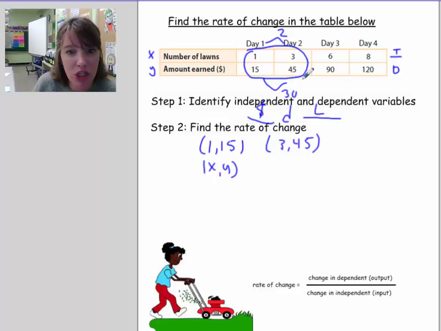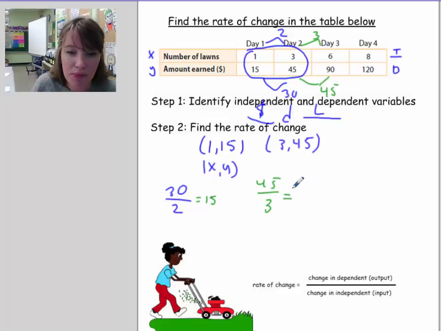So we're going to make a ratio of this change. So it's going to be the change in the dependent versus the change in the independent. Okay, so it's 30 over 2. I'm actually going to move this over here because I'm going to compute all of the rates of change. And that reduces to 15. Okay, let's do it for the next one to see if it's different. This right here is a change of 45 versus a change of 3. Okay, that would be 45 divided by 3, which is 15. So that gets the same thing.